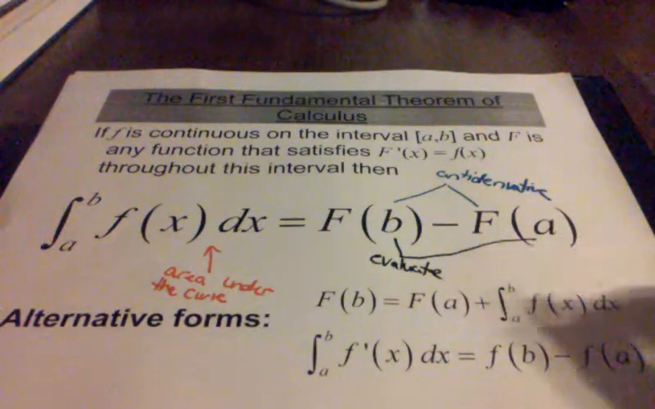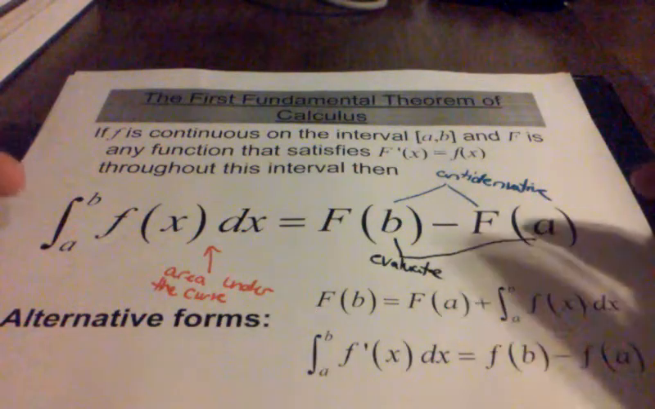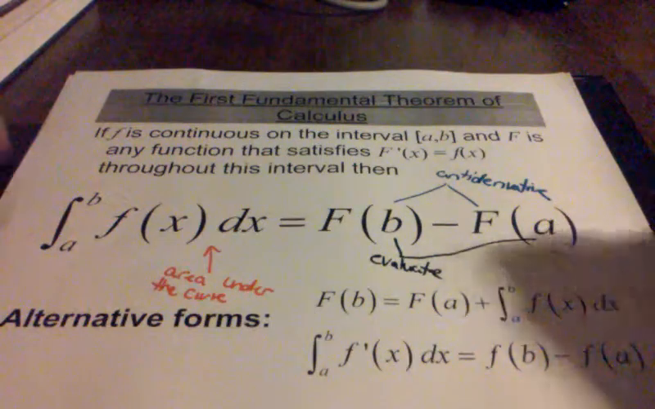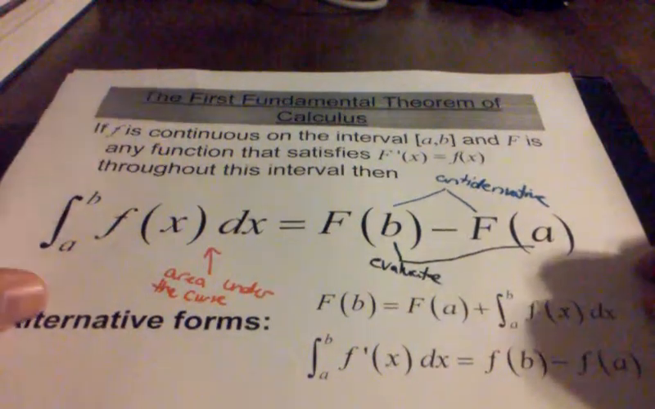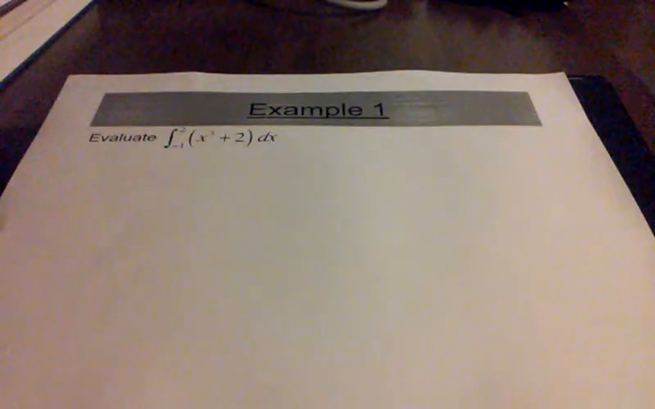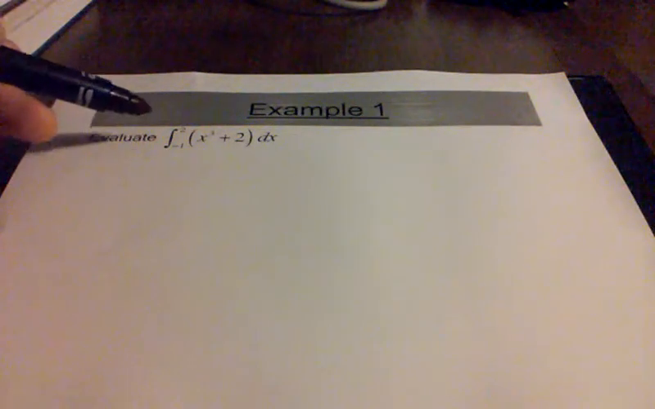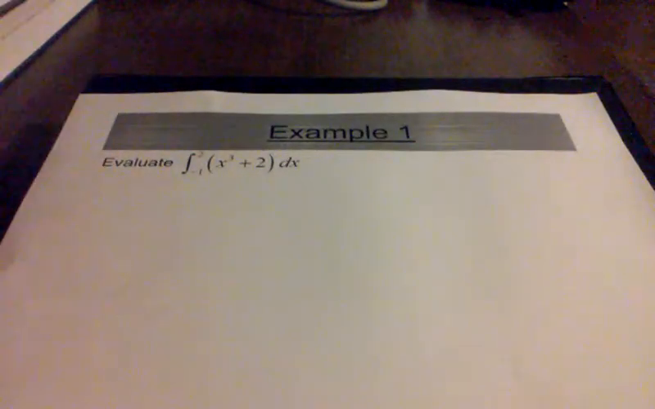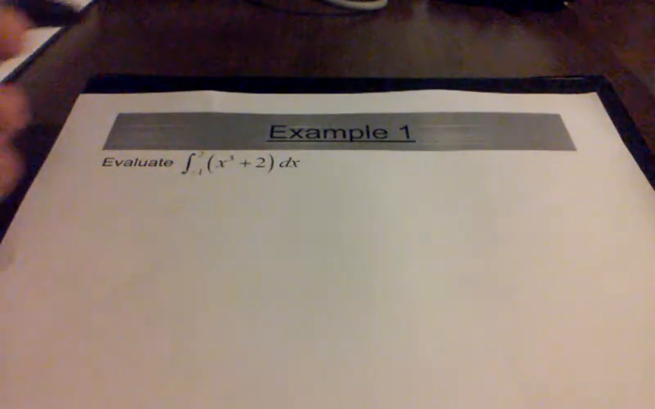All right, there are also some alternate forms. However, we're mainly going to be looking at this form. All right, so let's go ahead and jump right into an example of how we could use the fundamental theorem of calculus. For example, it wants to evaluate this definite integral from -1 to 2, and the function, this might be a little bit hard to see, but it's x cubed plus 2 dx.